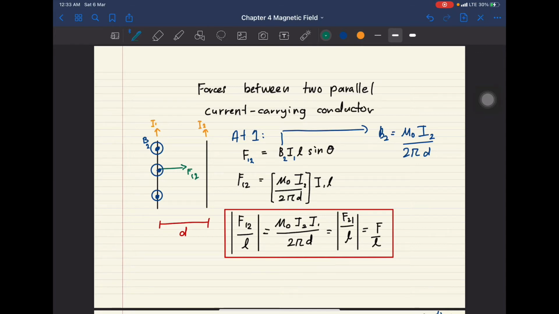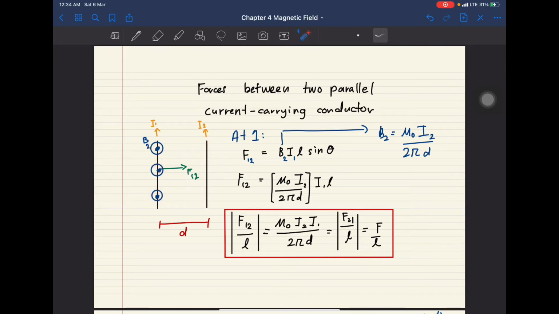If I want to calculate BIL sine theta, the I here is obviously the current of the current carrying conductor we are talking about. We want to find the force acting over here, so the current that matters is this current. Basically you can ignore this I, but here you have to substitute B2. Why B2? Because the magnetic field on I1 here is actually due to I2.